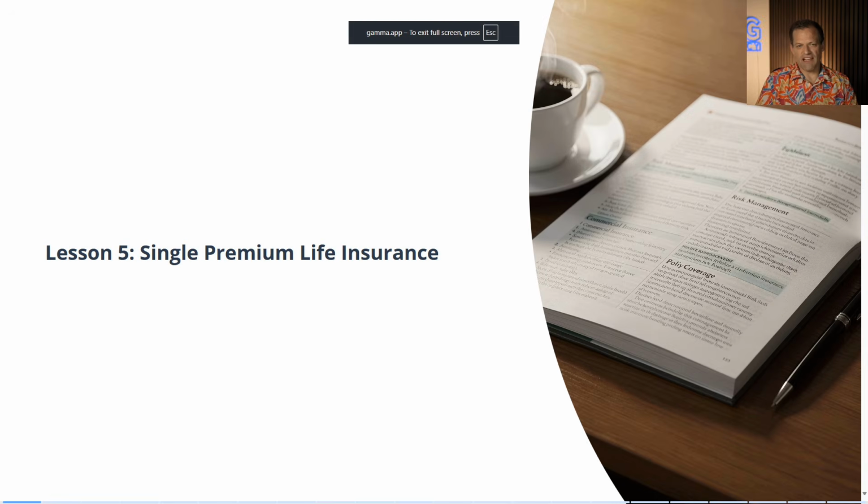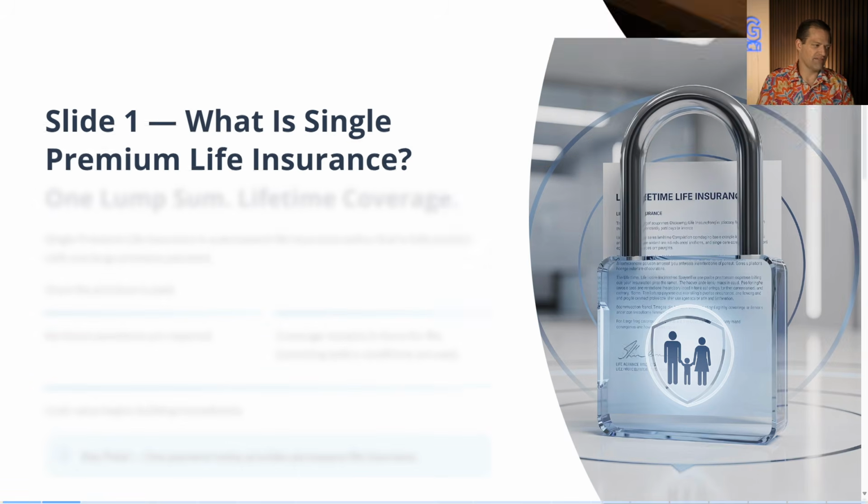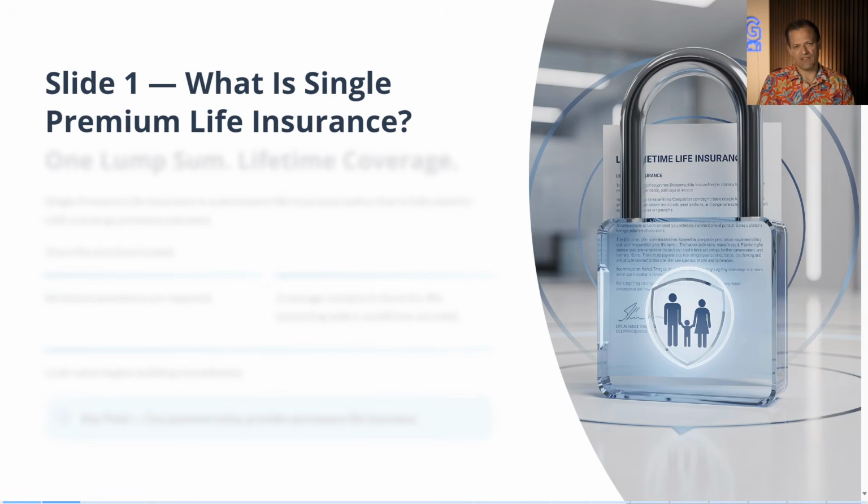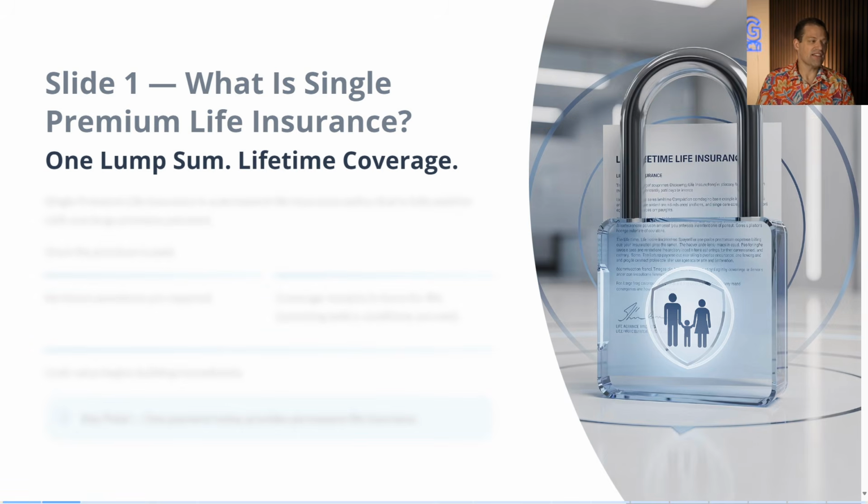In today's lesson, we're going to be specifically talking about single premium life insurance. We're going to teach you what it means and how to identify the questions on your life insurance exam so you can pass them and actually go sell this stuff. Okay, let's get started. So what is single premium life insurance? It's one lump sum, lifetime coverage. It's that simple. One lump sum, lifetime coverage. Single, one premium ever paid for lifetime coverage.